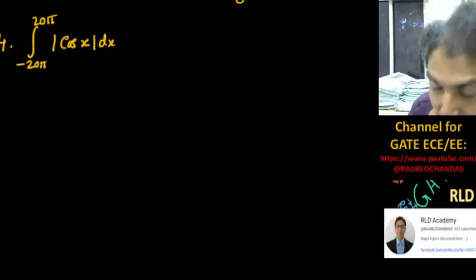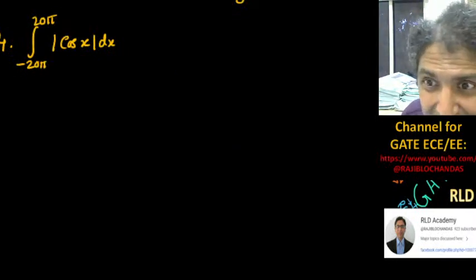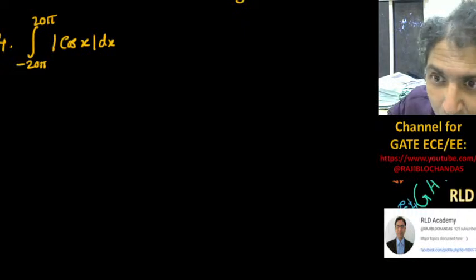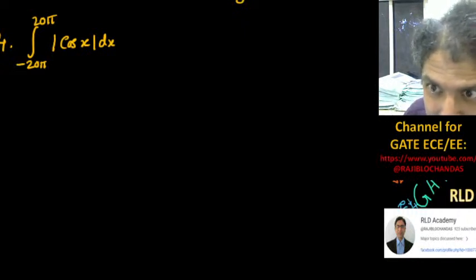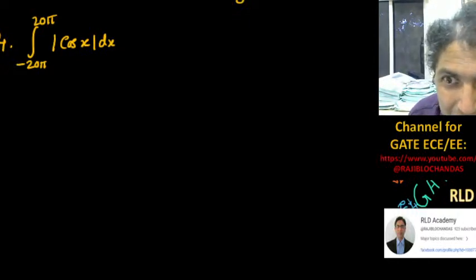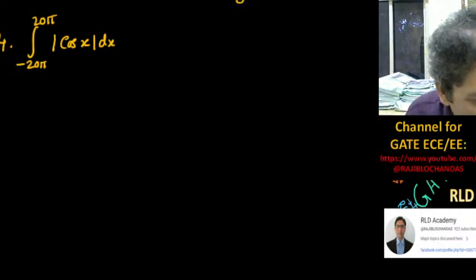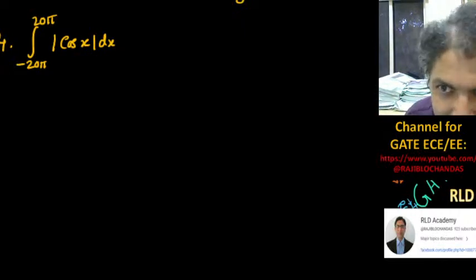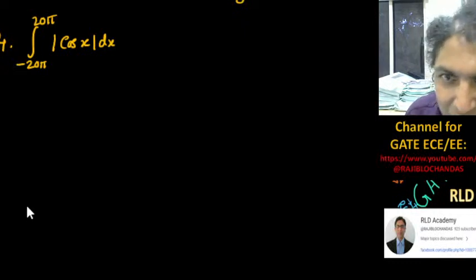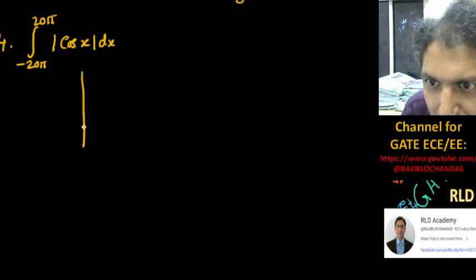Now can you solve this problem? The mod of cos x dx. Okay. So we'll understand graphically what is the cos x and mod of cos x. Then the integration we will compute. Okay. So here one thing, this function cos x is a periodic function. Okay. So what is the waveform? Can you draw the function?